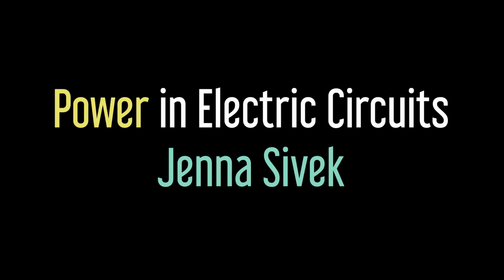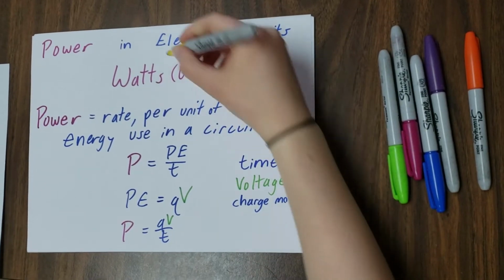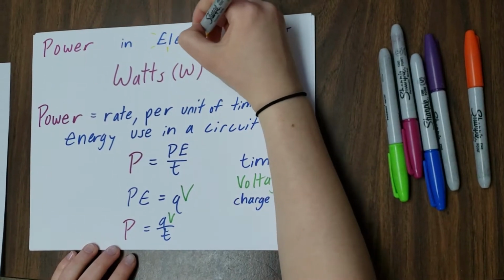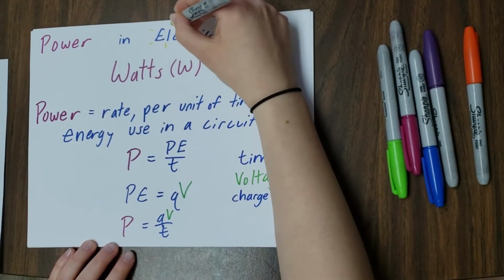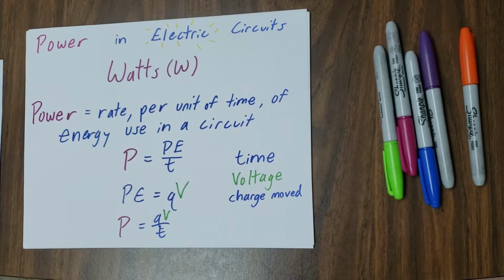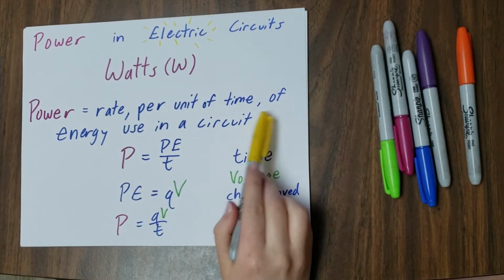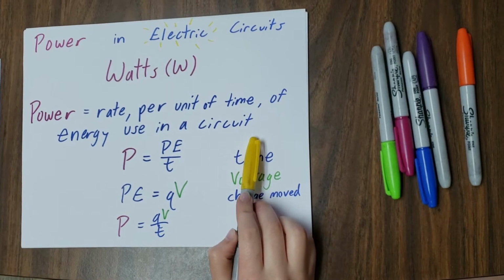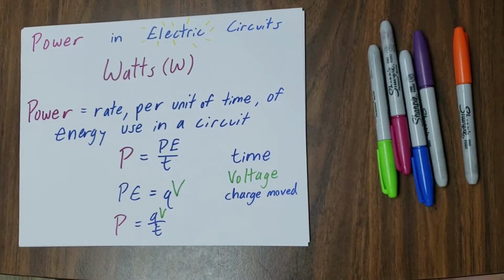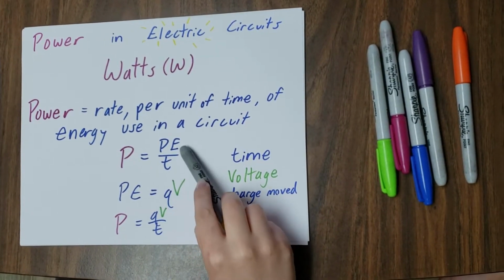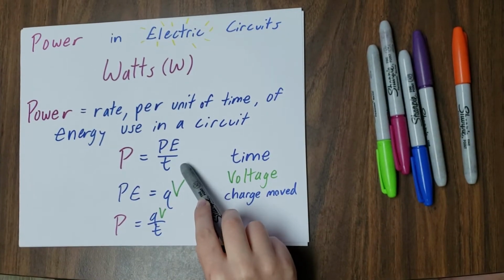Power is often associated with electricity. For units, we often think about power in watts, but what does that really mean? Power, as we learned previously, is defined as the rate per unit of time of energy use in a circuit. Or to put it in a mathematical sense, it is the electric potential energy divided by the time.